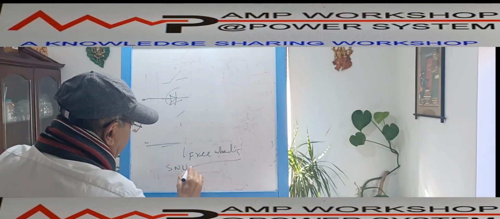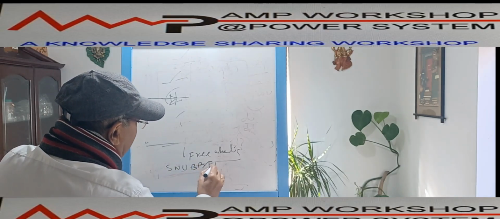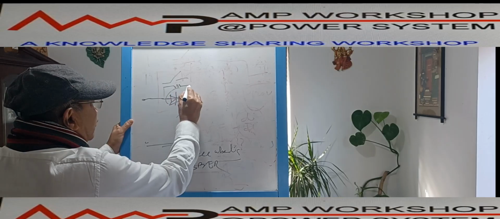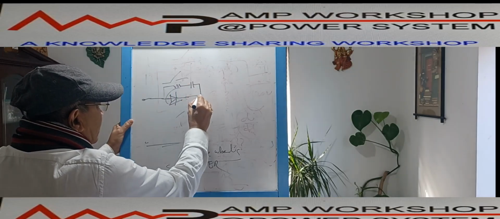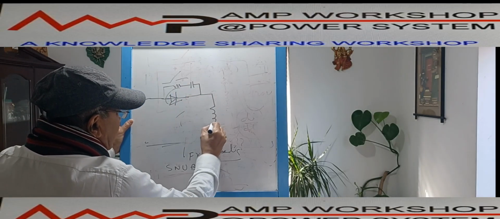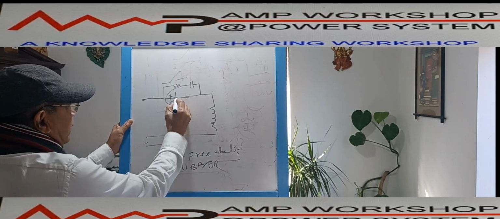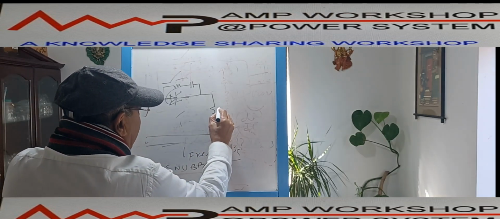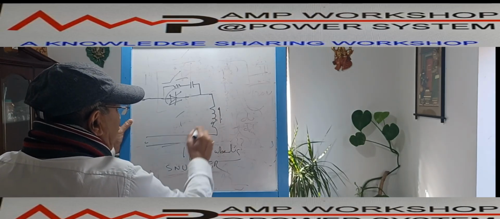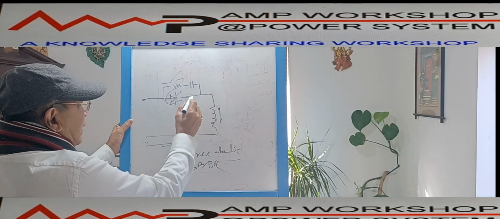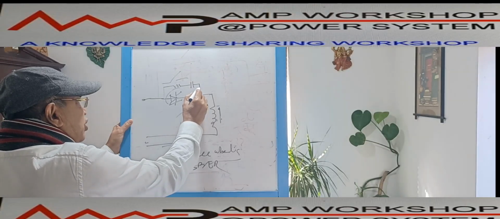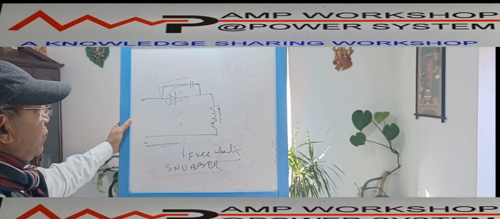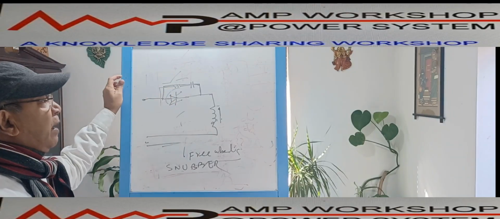Snubber, S-N-U-B-B-E-R. This is what we call a snubber circuit. How is it connected? Across the anode and cathode we use one RC circuit. Suppose this is the inductor, and this is your thyristor. What is happening here? Same thing: the moment the current stops, there will be voltage developed across this. That voltage will be discharged through this RC circuit. So the thyristor will not get damaged.